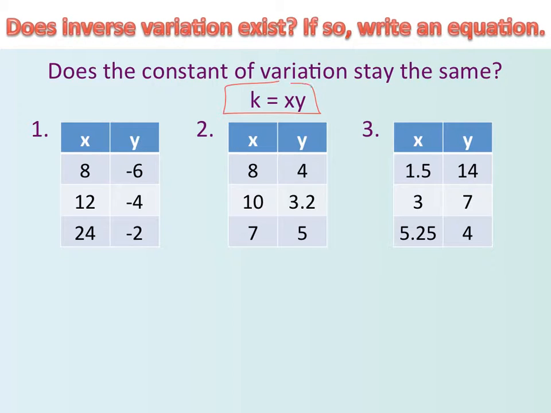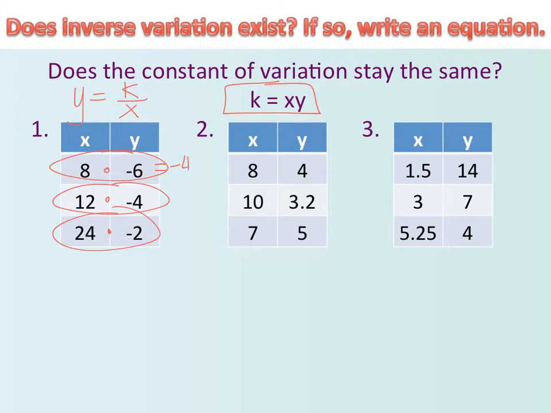Remember, the equation for inverse variation is y equals, they should always be y equals, just like slope-intercept form and direct variation. So y equals the constant divided by x, but what we're going to do first is figure out if k is constant. In this first table, we're going to multiply each of these, x times y, and see if we get the same value.